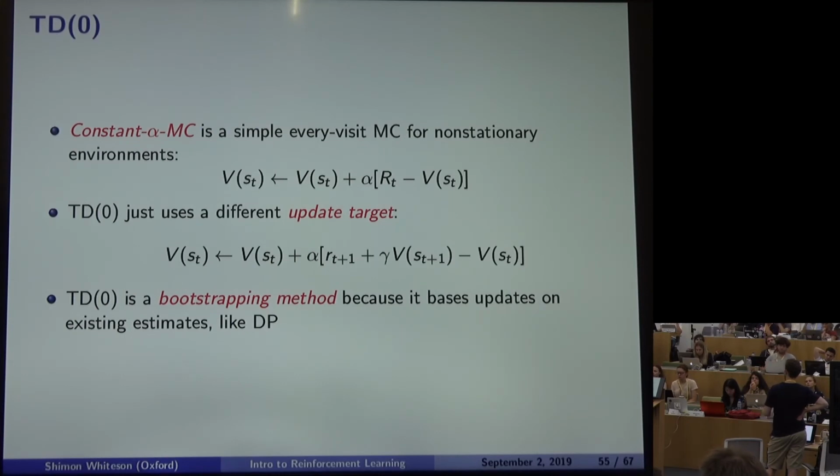We have some arbitrary policy. We're trying to estimate its value, but without a model, using data, but we want to exploit something that looks like the Bellman equation. Okay, and the 0 refers to something called eligibility traces, which we'll talk about a little bit later. So you can ignore the 0 for now.